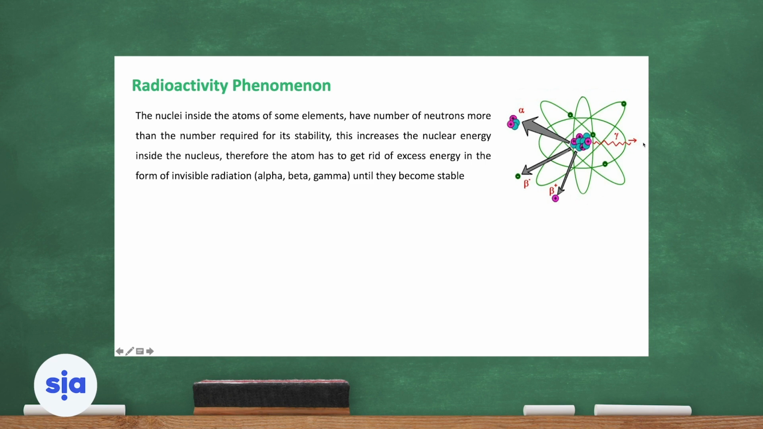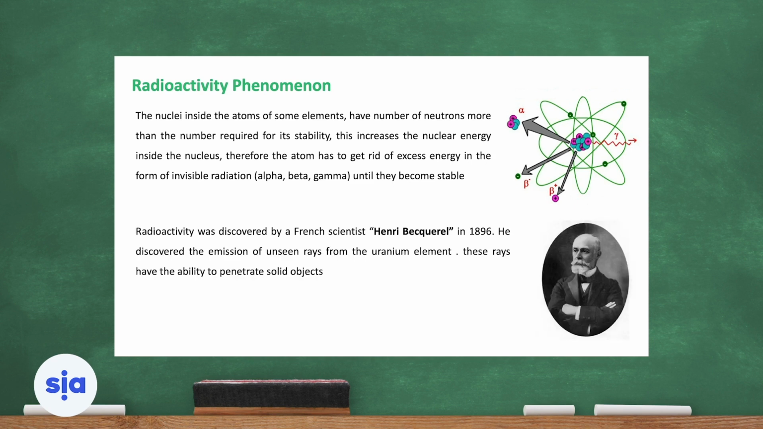Can we see these radiations? No, I told you that they are invisible. You can't see them. This is called the radioactivity phenomena. And the radioactivity, or these radiations, were discovered by a French scientist called Henri Becquerel in 1896. He discovered the emission of unseen rays from the uranium element. These rays have the ability to penetrate solid objects.